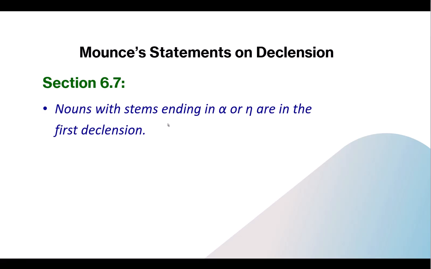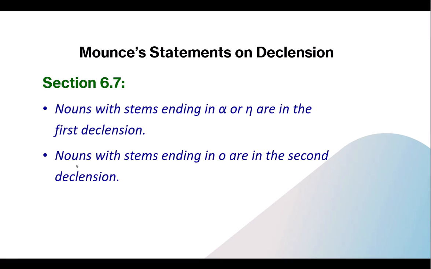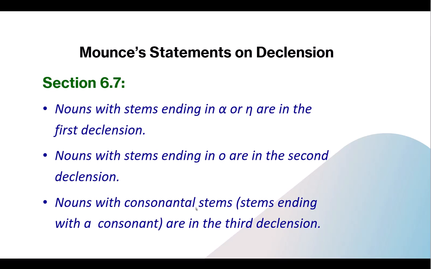He says that nouns with stems ending in alpha or eta are in the first declension. Nouns with stems ending in omicron are in the second declension, and nouns with consonantal stems, meaning stems ending with a consonant, are in the third declension. These guidelines are valid but not complete.